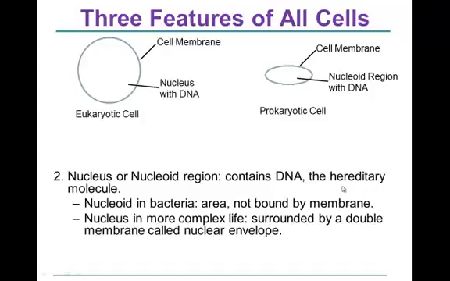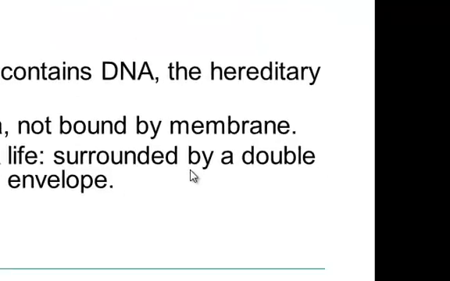In bacterial cells or prokaryotic cells, this is simply an area, and so we call it the nucleoid, and there's not a membrane around it. In eukaryotic cells, such as animal and plant cells, this area is called a nucleus, and it has a membrane with DNA inside of it. And so these are important things to recognize, nucleus or nucleoid region.